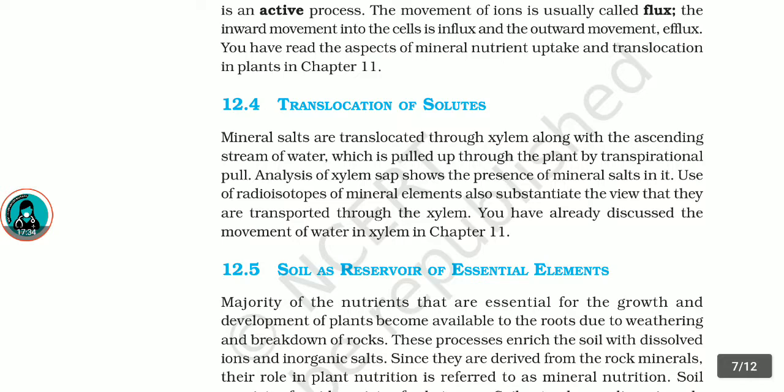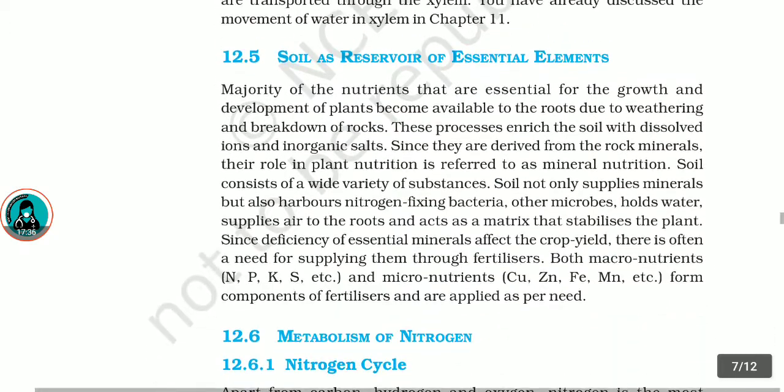12.5 Soil is a reservoir of essential elements. The majority of the nutrients that are essential for the growth and development of plants become available to the roots due to weathering and breakdown of rocks. These processes enrich the soil with dissolved ions and inorganic salts. Since they are derived from the rock minerals, their role in plant nutrition is referred to as mineral nutrition.